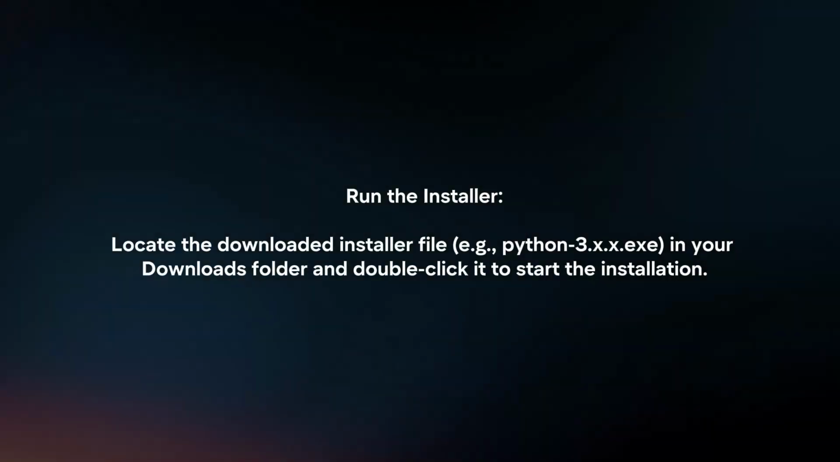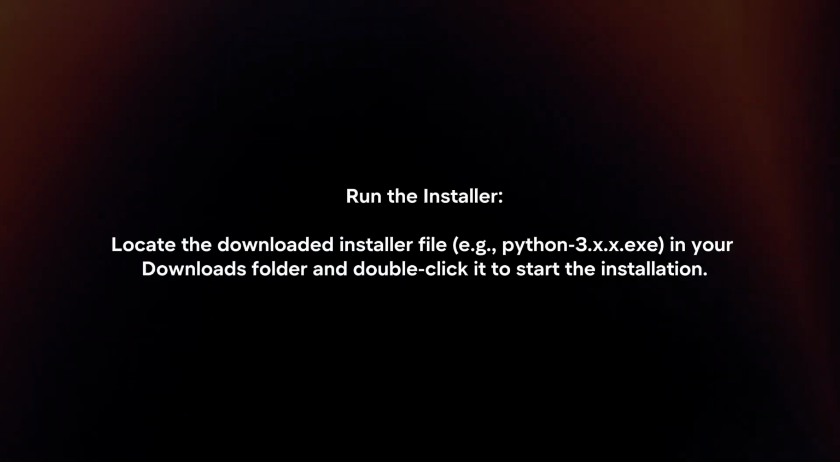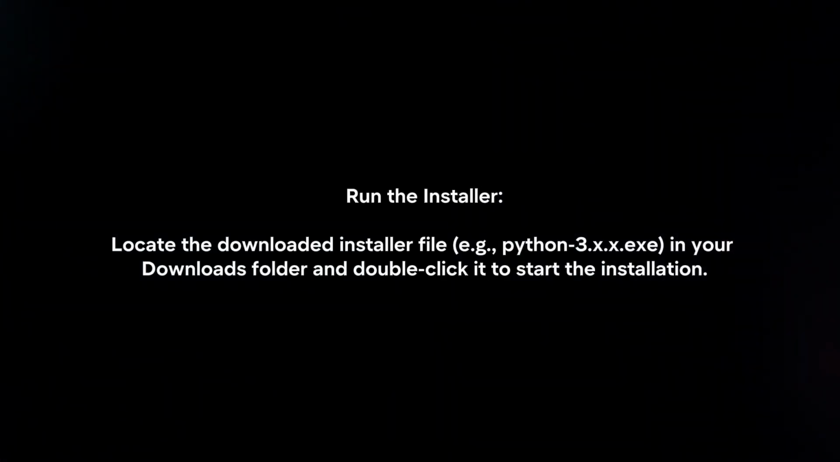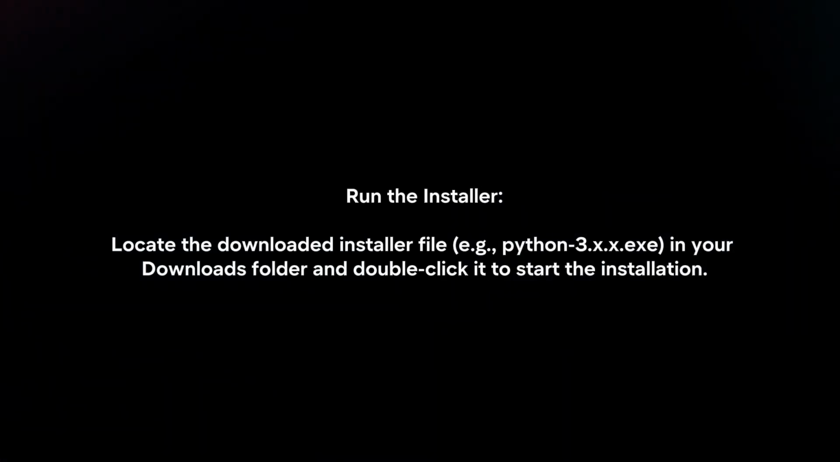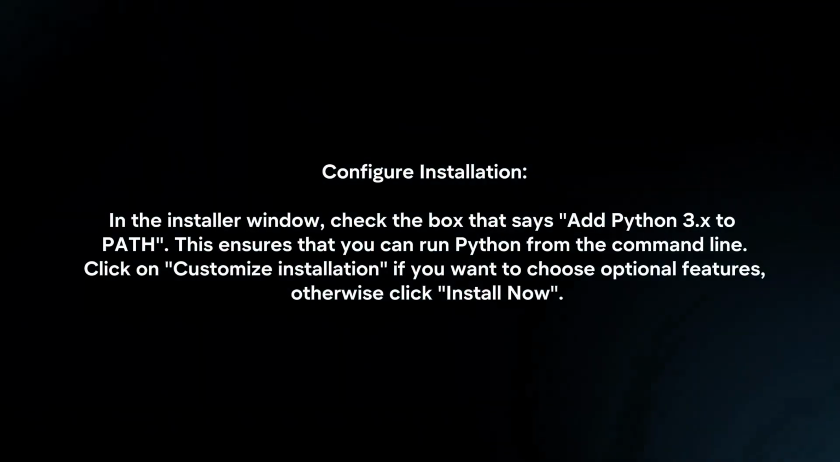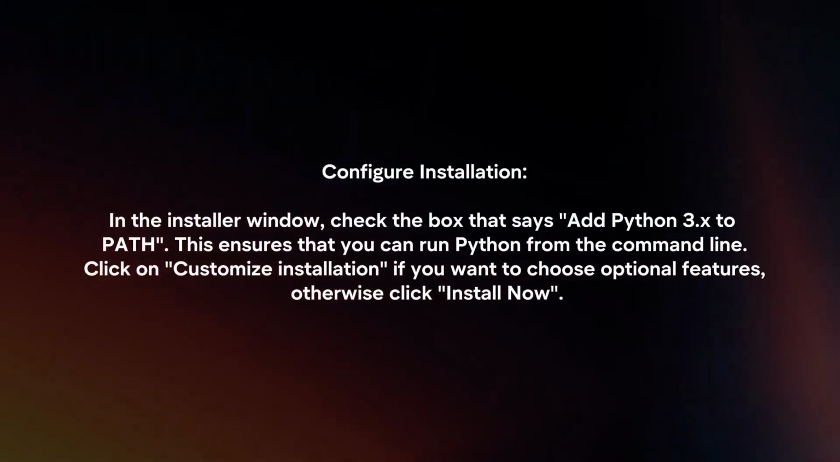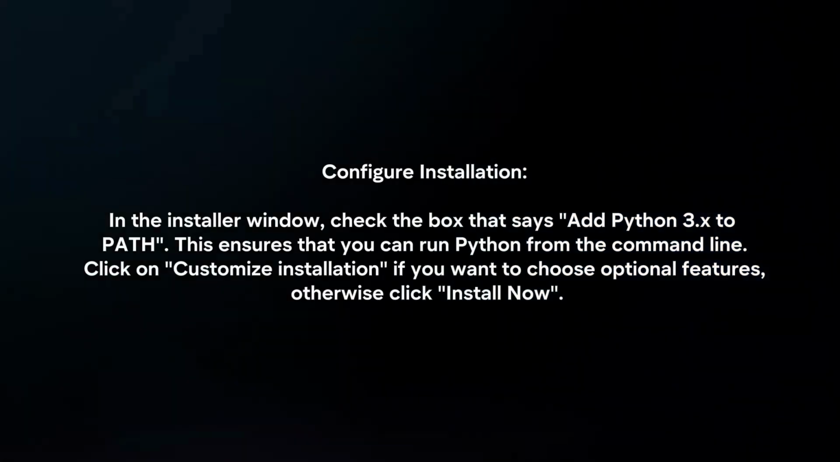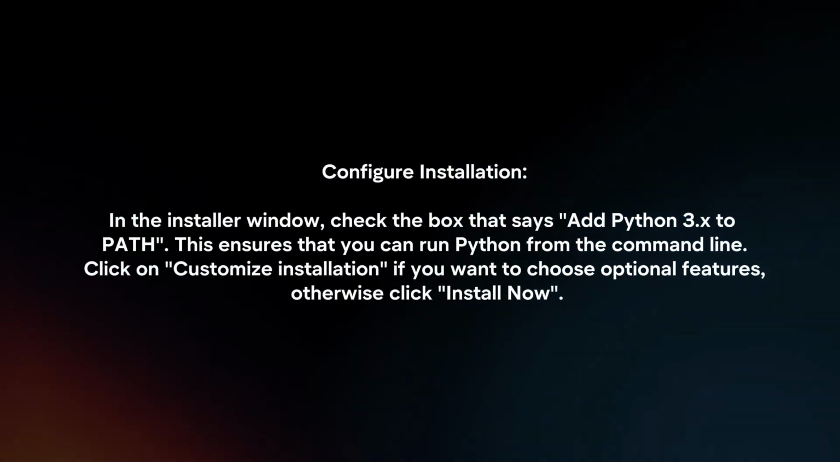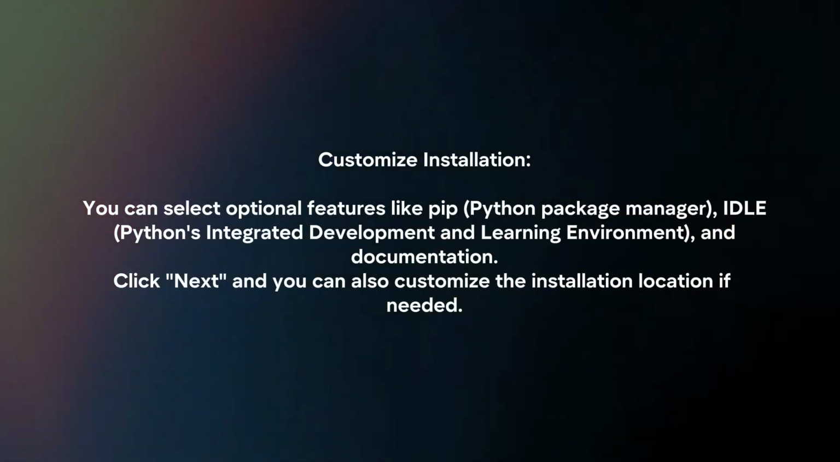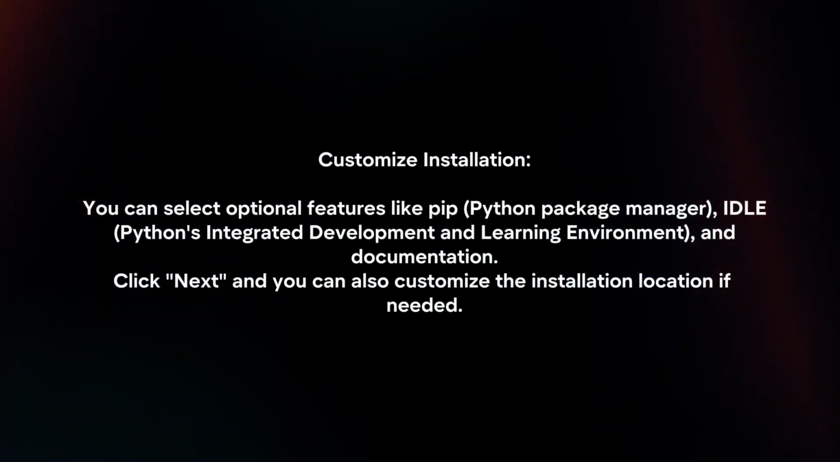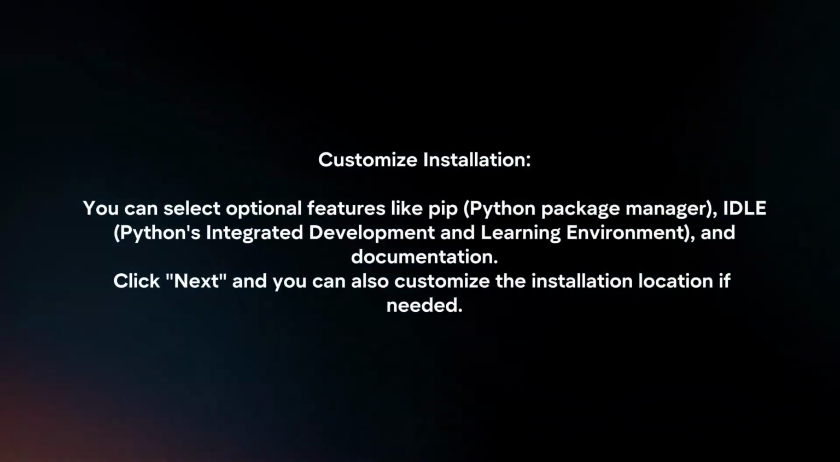Run the installer. Locate the downloaded installer file in your Downloads folder and double-click it to start the installation. Configure installation. In the installer window, check the box that says Add Python 3.x to PATH. This ensures that you can run Python from the command line. Click on Customize installation if you want to choose optional features, otherwise click Install Now.